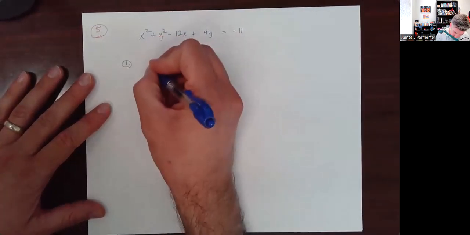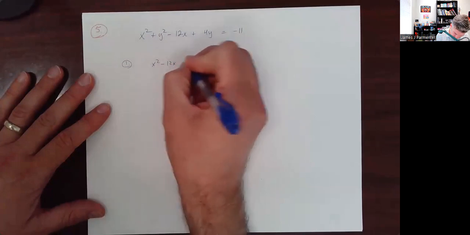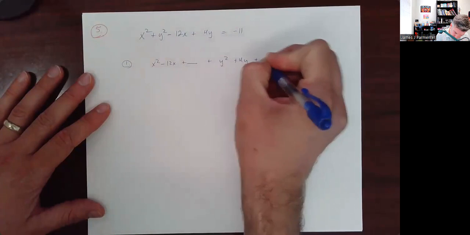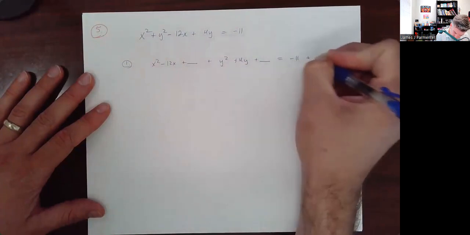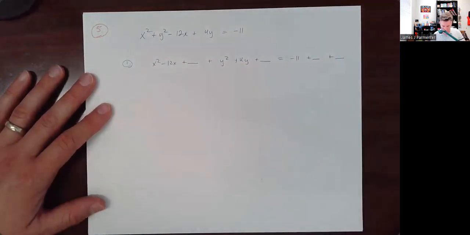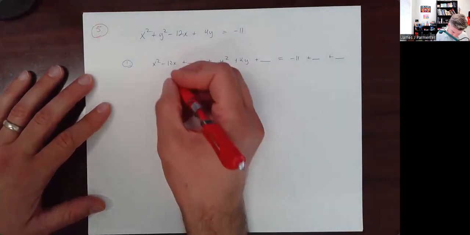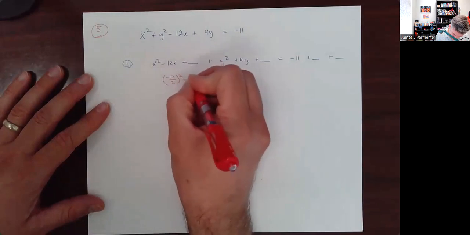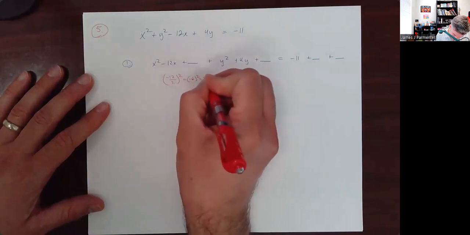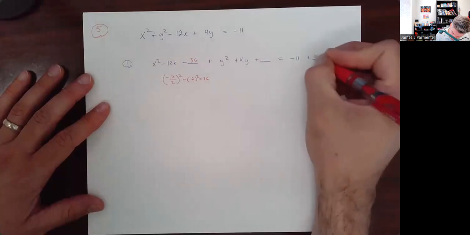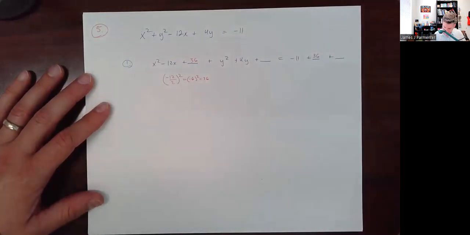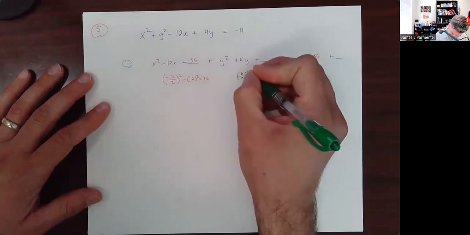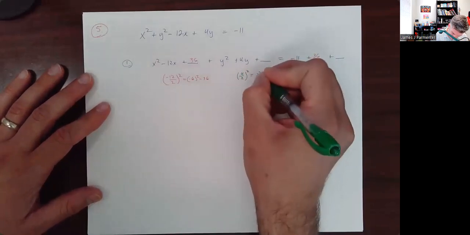So, usual stuff. I'm going to write it as x squared minus 12x plus a blank, and then y squared plus 4y plus a blank equal to negative 11 plus a blank plus a blank. Now let's write what we're going to fill in here. Negative 12 divided by 2, squared. That's negative 6 squared, which is 36. So we toss a 36 in there and a 36 over there. And over here, same deal. 4 divided by 2, squared, is going to be 2 squared, which is 4.